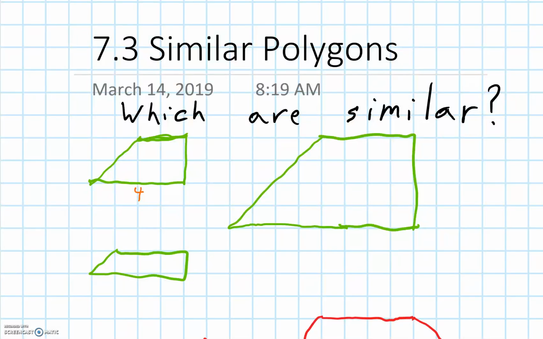Our bottom has 4. Our bottom on this one has 4, so that means it could be similar, but let's look at the rest. We've got 2, 2, 1, 3, and here we have 8, 4, 4. Without looking at that angled side, can we figure out which ones are similar? Well, these ones are. You actually just multiply by 2 from the left one to get to the right one. So 2 times 2 is 4, 4 times 2 is 8, so this is how we get there. So they are similar to each other.